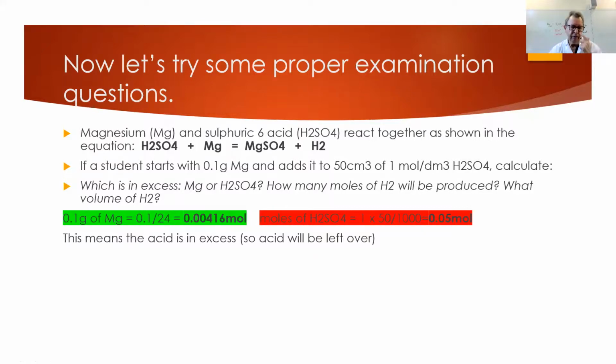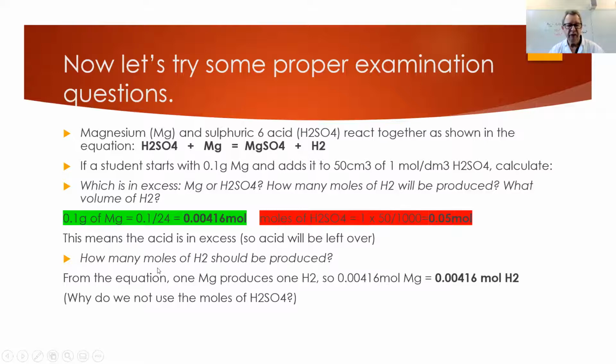So the first triangle for the mass of the magnesium, if we look on a periodic table, the RAM of magnesium is 24. So 0.1 divided by 24 is 0.00416 moles. The sulfuric acid, we were given a concentration and a volume. The concentration was 1. The volume was 50 cubic centimeters, so it's 50 over 1,000, which comes out as 0.05. And that means that the excess, this is a larger number than this one, and therefore there will be lots of acid left over. And you did see that all of the magnesium disappeared.